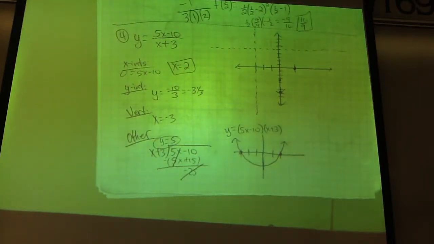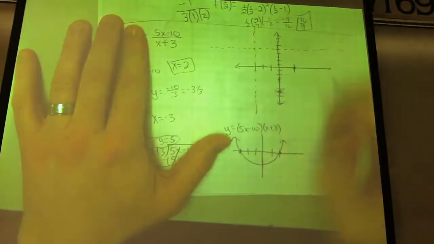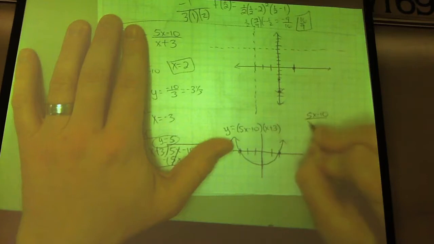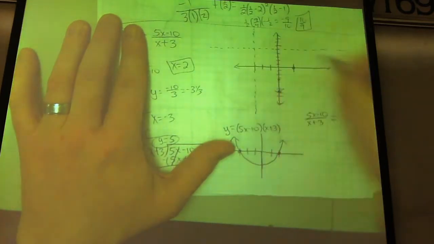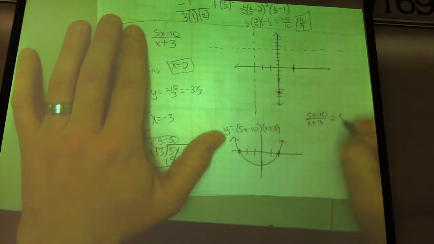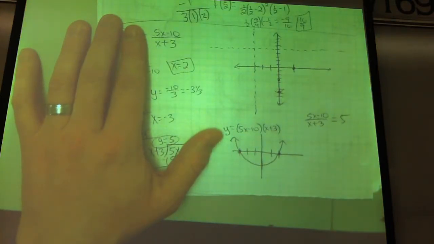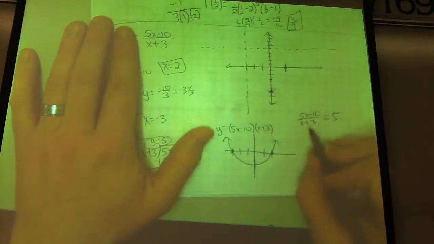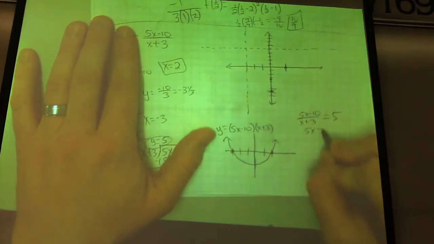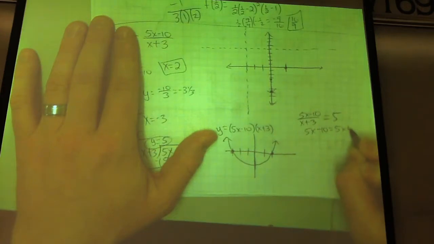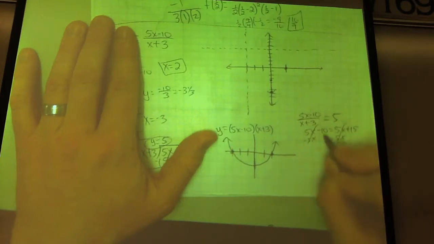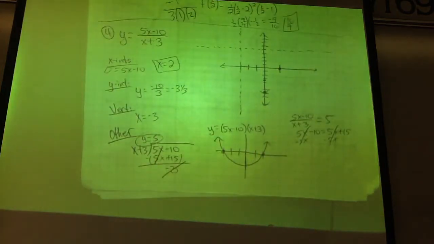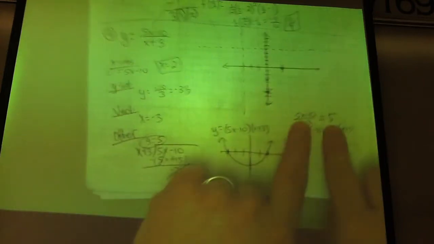So to check if it crosses an asymptote, vertical, or not vertical, horizontal or slant, take your original equation and set it equal to the equation of the asymptote. That'll give you the point where it crosses, and that'll tell you if they cross. So I multiply both sides by x plus 3. 5x minus 10 equals 5x plus 15. Subtract 5x from both sides. Negative 10 equals 15. No, it doesn't. That tells me they don't cross.